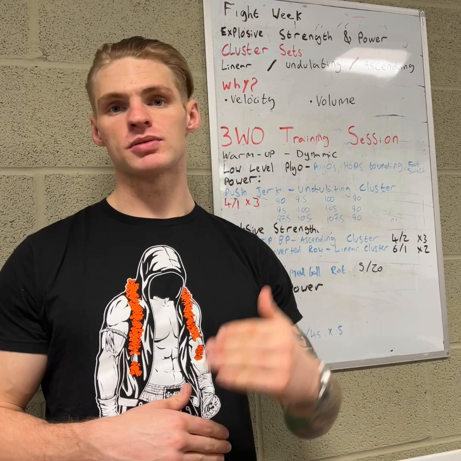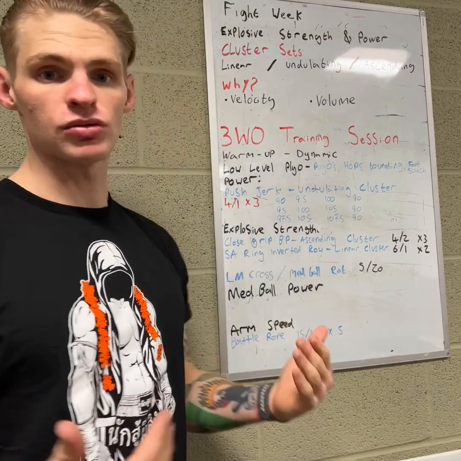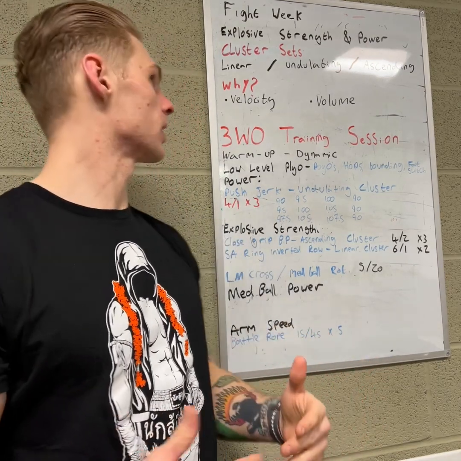And then the last one we've got is ascending. Slightly simpler, but this way we're just building up. So I might go 95, 100, and then 105 kilos. And those are the 3 types of cluster set that we can implement in our training.